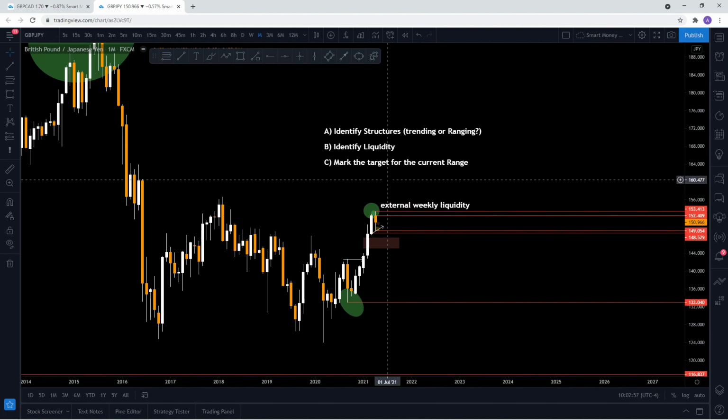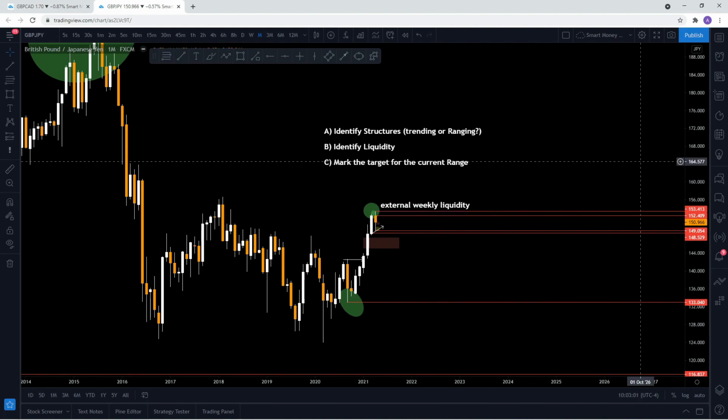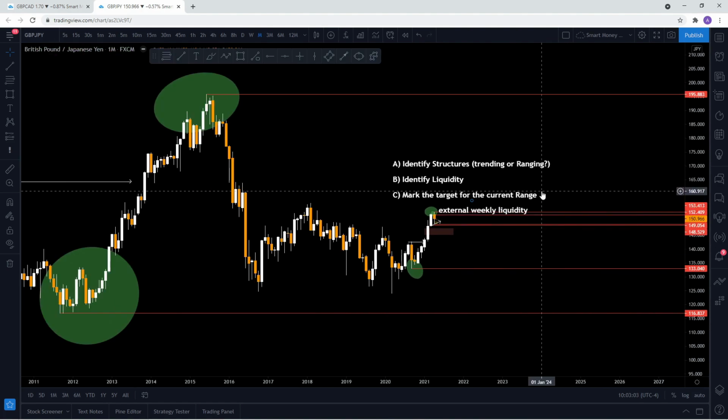Now moving back to the monthly chart, what we want to do is mark the target for each one of these ranges. Obviously, we need to anticipate what price is going to do. So in order to do that, we need to logically create a story between market structure and liquidity.